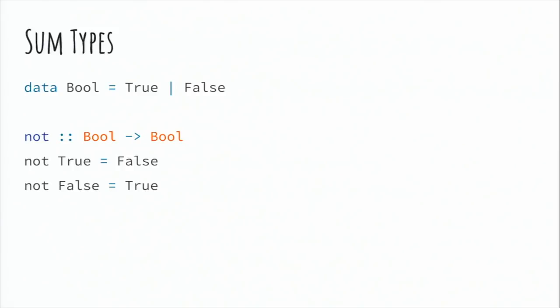So an example of a sum type is Boolean. You have 2 types, true and false, which contain 1 element each. Now Boolean is the sum of those types, and it contains 2 elements, true and false. And you can write functions that map from Boolean to Boolean like not.